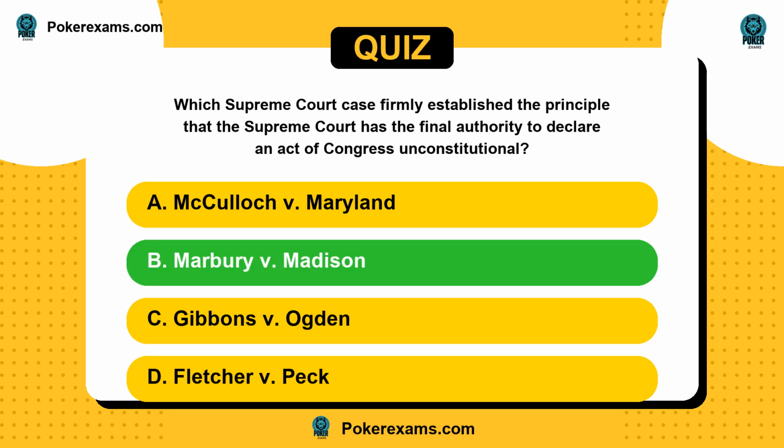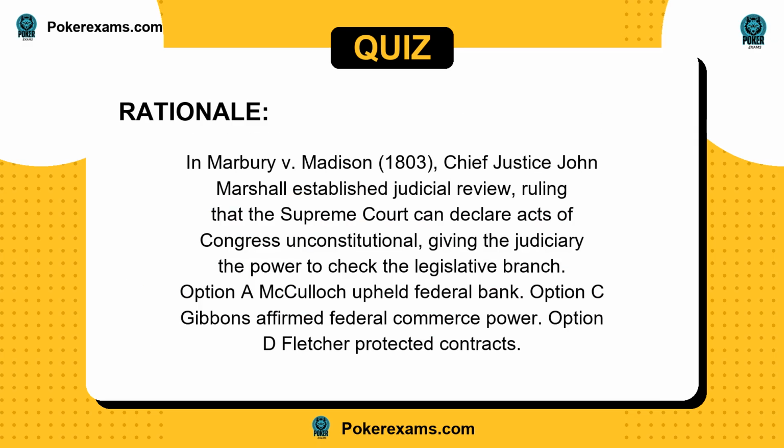The answer is B. In Marbury v. Madison, 1803, Chief Justice John Marshall established judicial review, ruling that the Supreme Court can declare acts of Congress unconstitutional, giving the judiciary the power to check the legislative branch. Option A, McCulloch upheld the federal bank. Option C, Gibbons affirmed federal commerce power. Option D, Fletcher protected contracts.